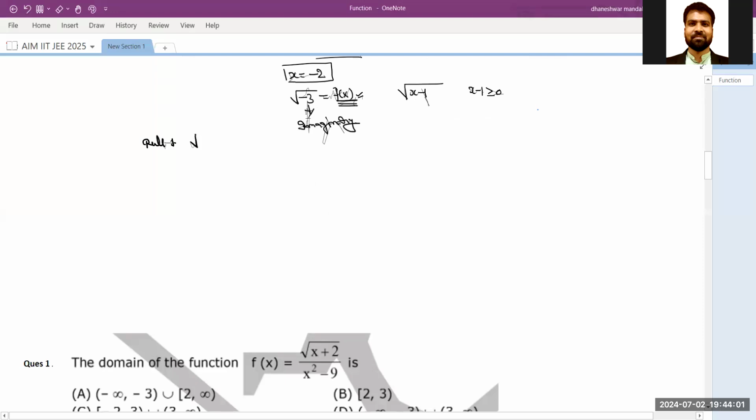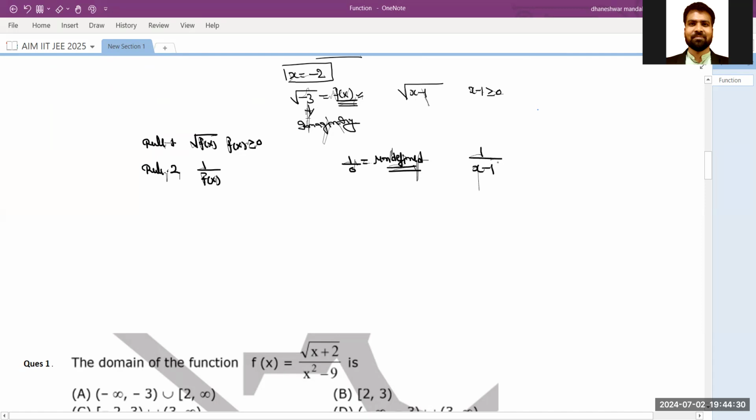If we have anything inside the root, then this f(x) must be greater than or equal to 0. Okay, this is the first rule. Similarly, if we have 0 in the denominator, then this term will be undefined. So I cannot take any point which makes the denominator 0.